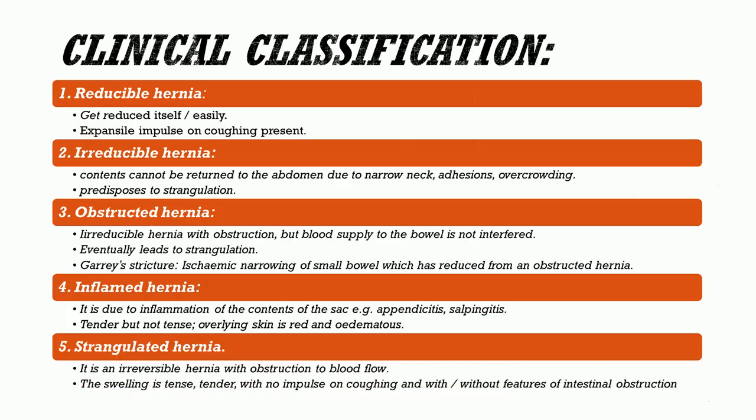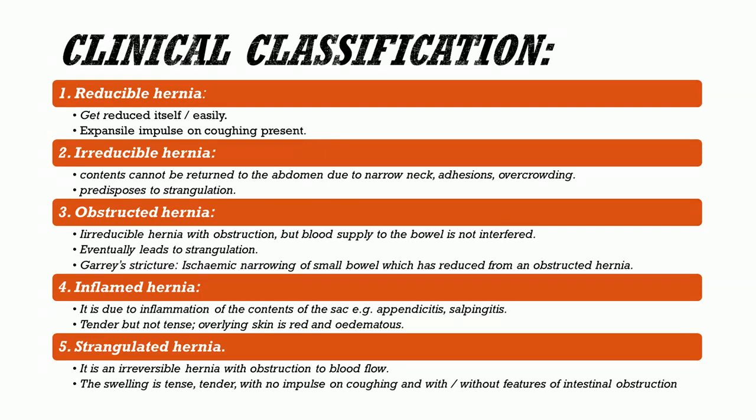Clinical classification. Reducible hernia, hernia gets reduced on its own or by the patient or by the surgeon. Intestine reduces with gurgling and it is difficult to reduce the first portion. Omentum is doughy, and it is difficult to reduce the last portion. Expansile impulse on coughing present.